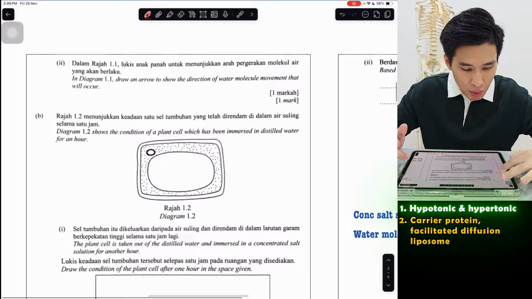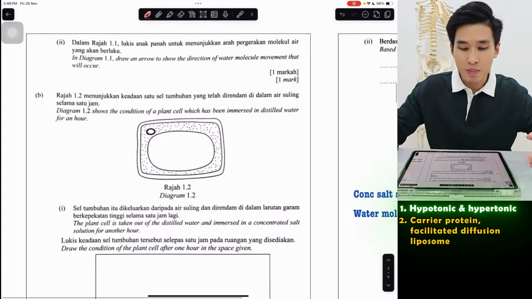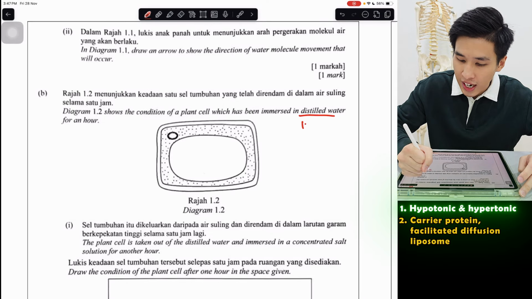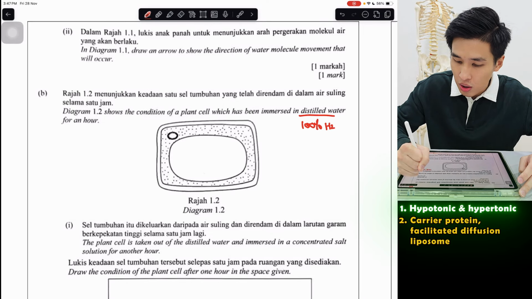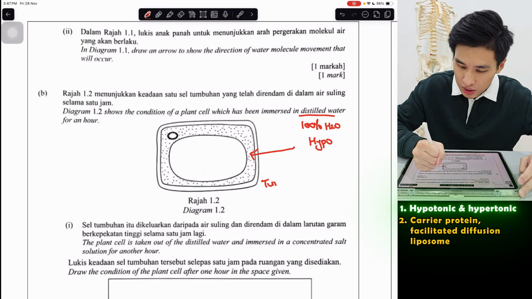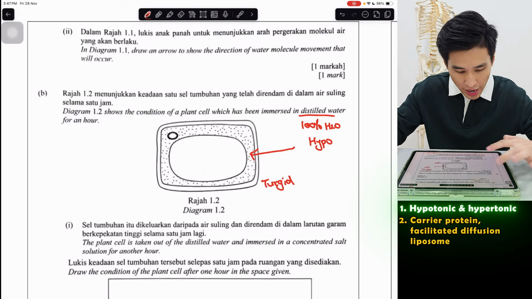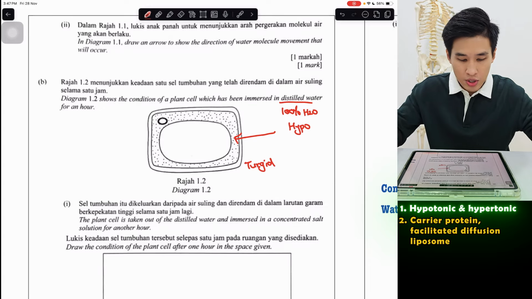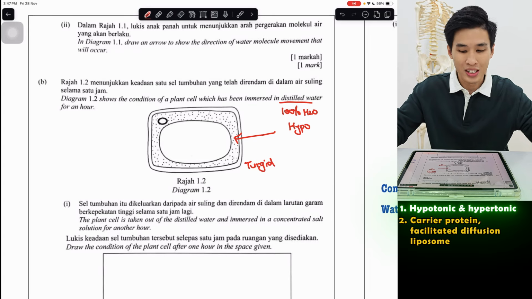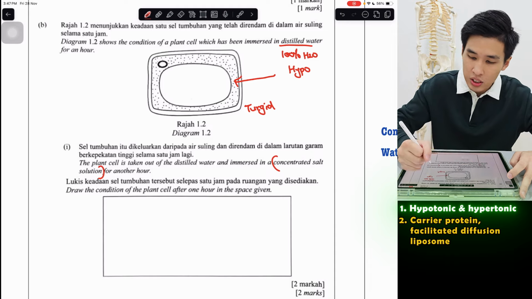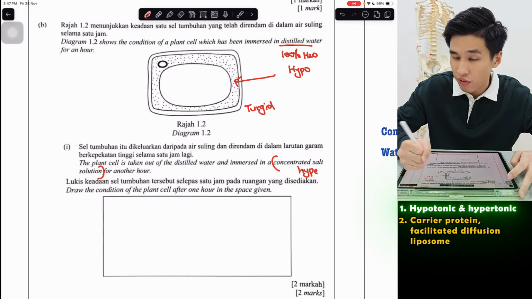Next, diagram 1.2 shows the condition of a plant cell which has been immersed in distilled water for an hour. So distilled water is obviously 100% water. It's all the time a hypotonic solution, meaning water goes in already. So this is a turgid condition. And the plant cell is taken out of the distilled water and immersed in a concentrated salt solution for another hour. So if I put in concentrated salt solution, this is obviously hypertonic, a lot of salt, very little water.